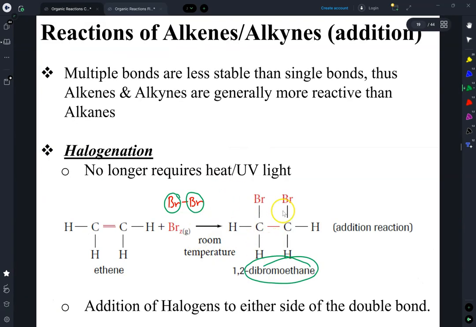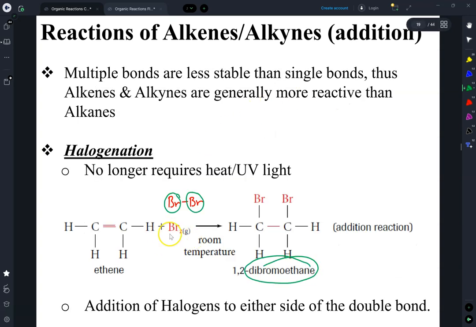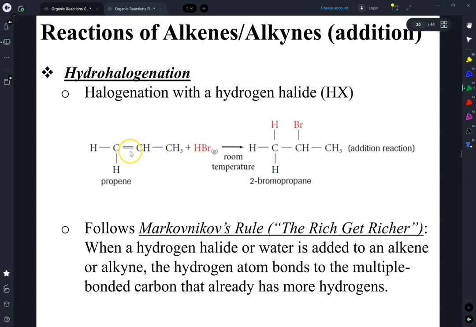But what if I only wanted one halogen on my product and not two? In that case, we can use hydrohalogenation. So adding a hydrogen halide, HX, instead of the diatomic halogen. So again, we will break the double bond, opening up two new sites.